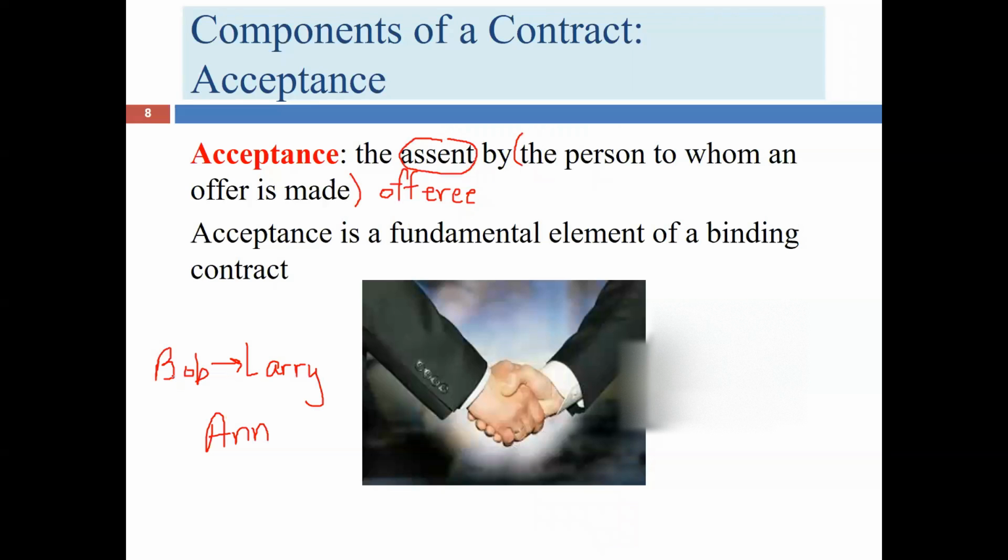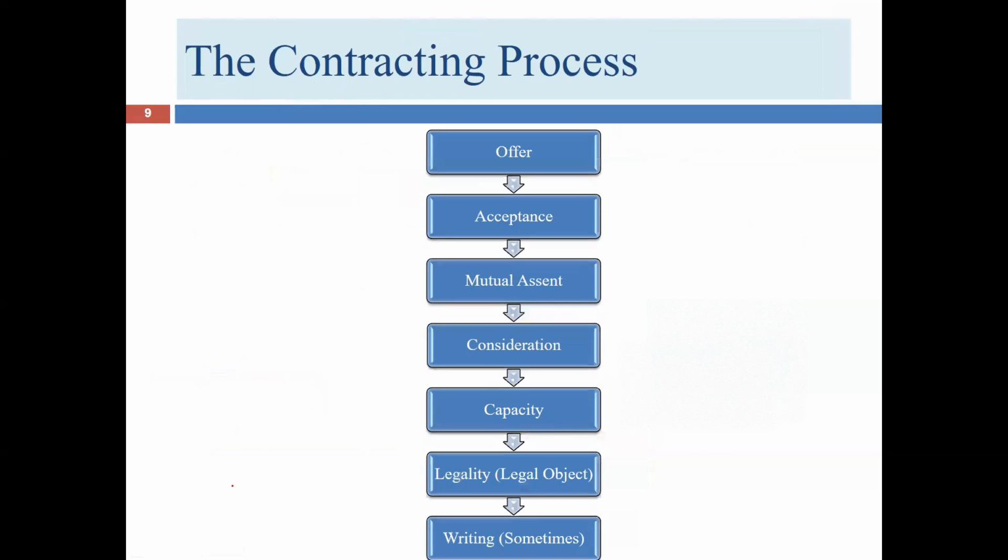We still have the offer. We're waiting to hear what Larry will do. Larry is the only person who has the power to accept Bob's offer. Obviously, if Larry chooses not to accept, we don't have an acceptance, we don't have an agreement, we don't have a contract. So we have a requirement of an offer and acceptance as part of our agreement, our first element of contract.